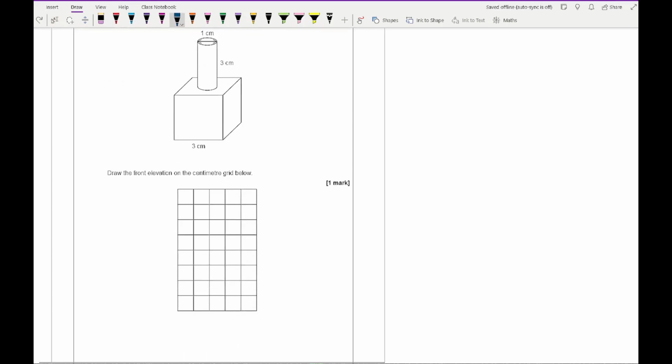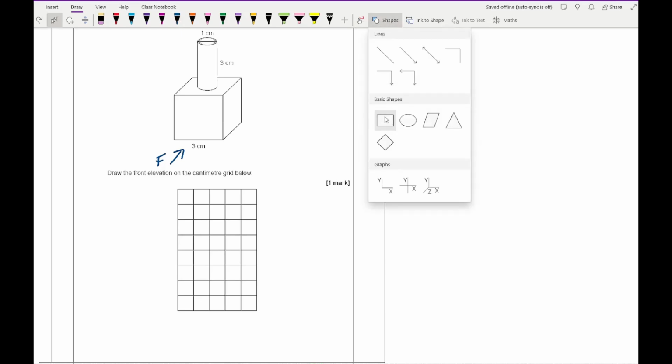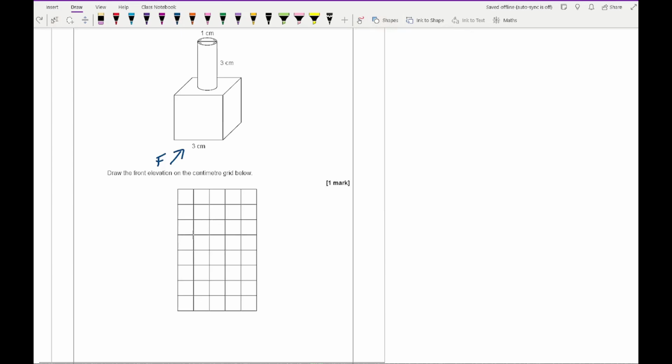Now the front elevation is going to be this bit here. That's what I'm going to take as the front. So here I need to accurately draw, and again strongly recommend that you use a ruler for this. And again, this is going to take a little bit of time trying to do this on the computer. Actually, let's do it down a bit. So what you want to do is draw a 3 by 3 square, if it lets me, like so.